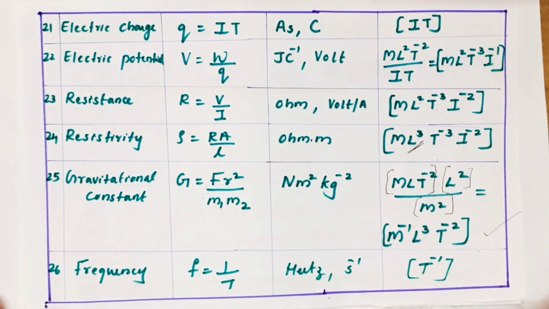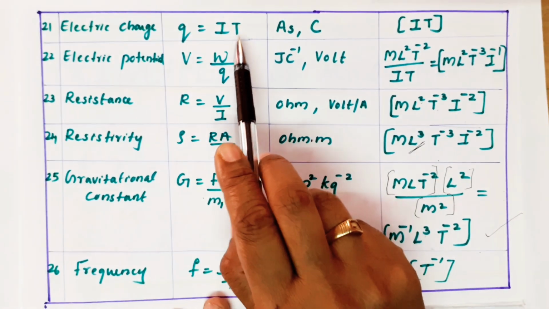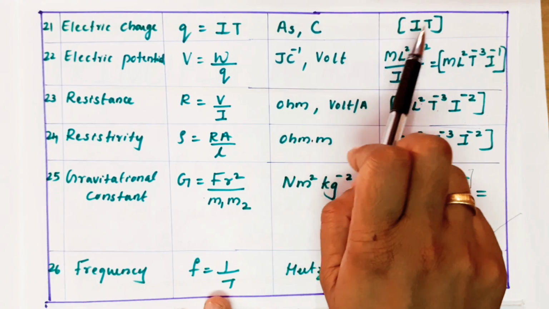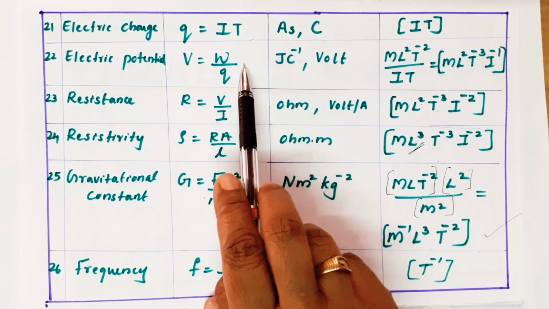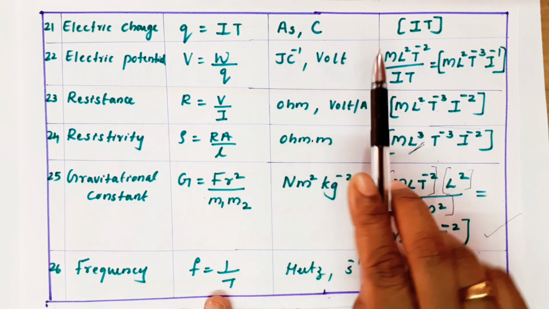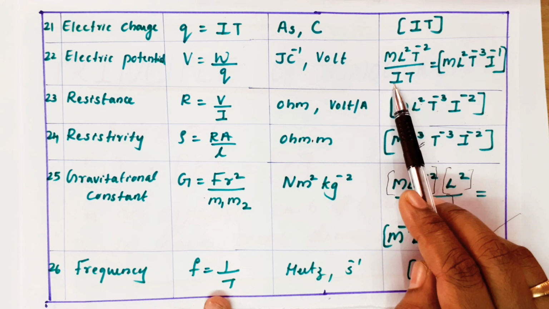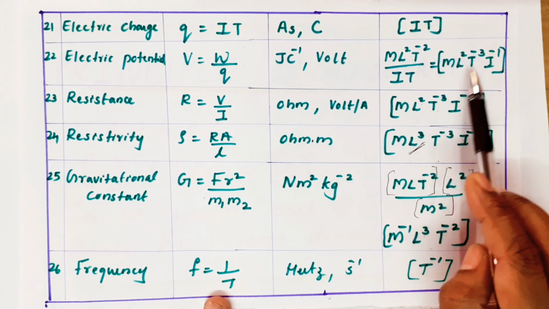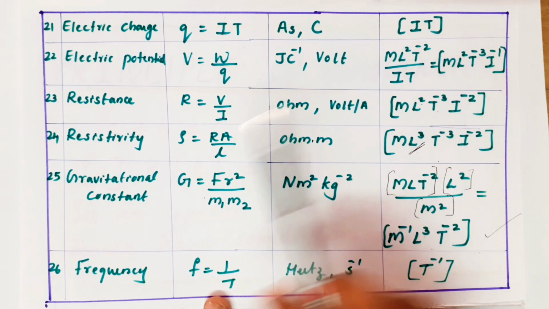Now I am going to the current related terms. Charge is IT, that is ampere second. It is also called coulomb. Dimension is IT. Electric potential, work by charge. So joule per coulomb, volt. ML square T minus 2 by IT. It can be written as ML square T minus 3 I minus 1 for electric potential.